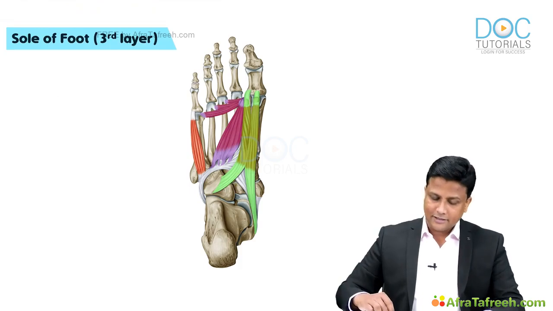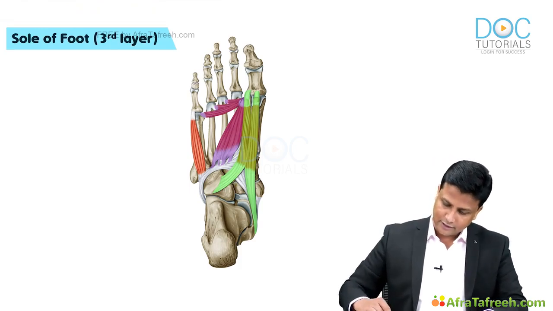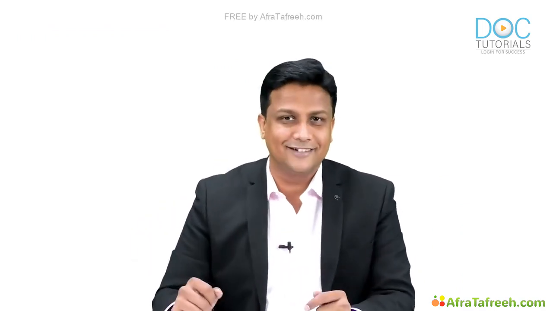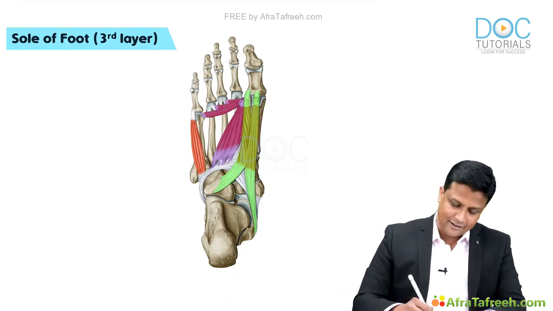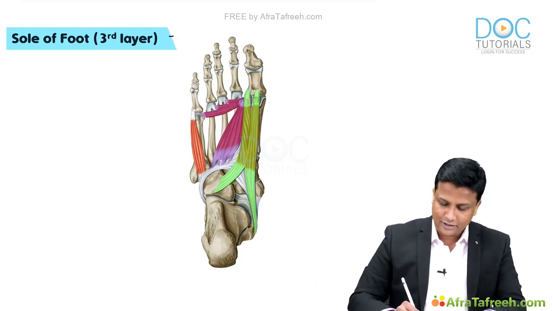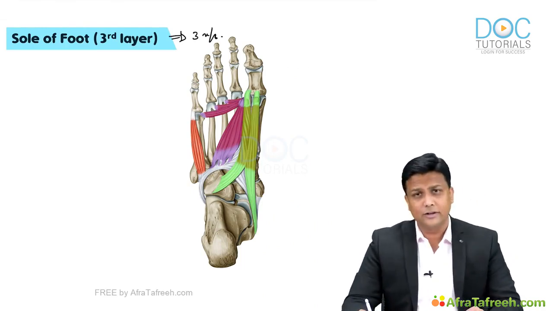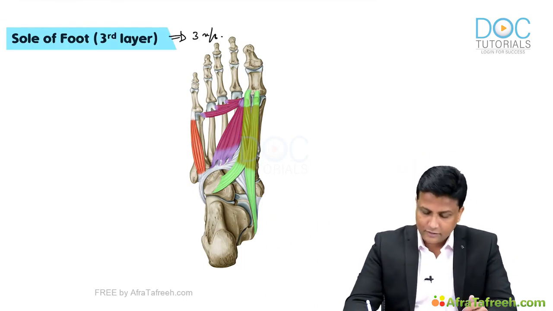Now after completing the second layer of the sole, let us move on to the third layer of the sole. And I told you all these layers are from superficial to deep. So this is the foot, this is the sole, the first layer present below is removed, the second layer removed, and now we'll come to the third layer. In the third layer, again the same thing, guys, you have 3 muscles, the same as the first layer, which also has 3 muscles.